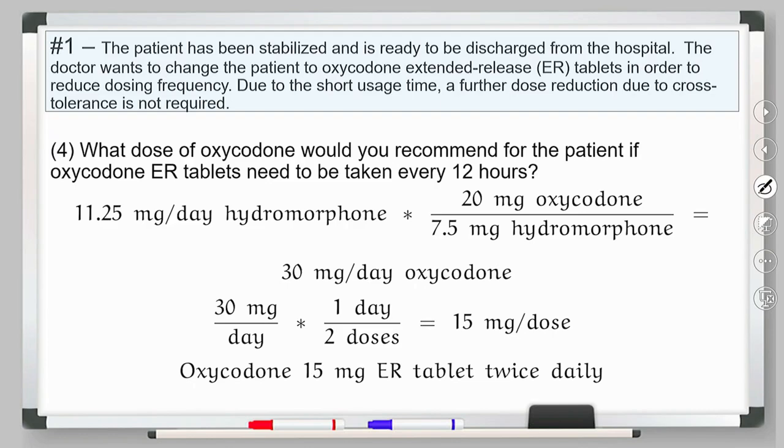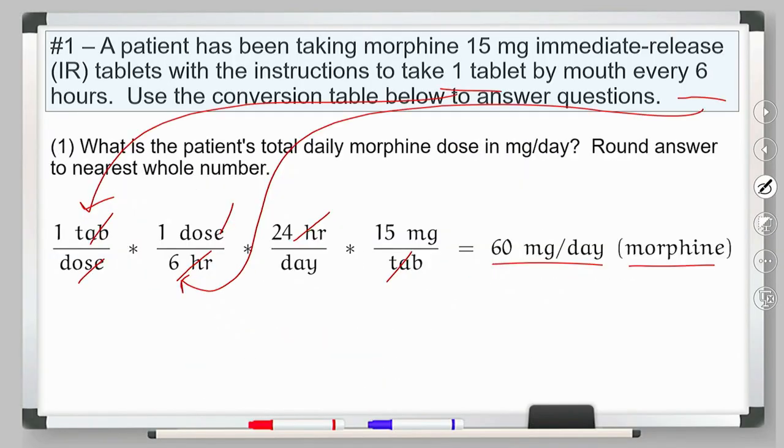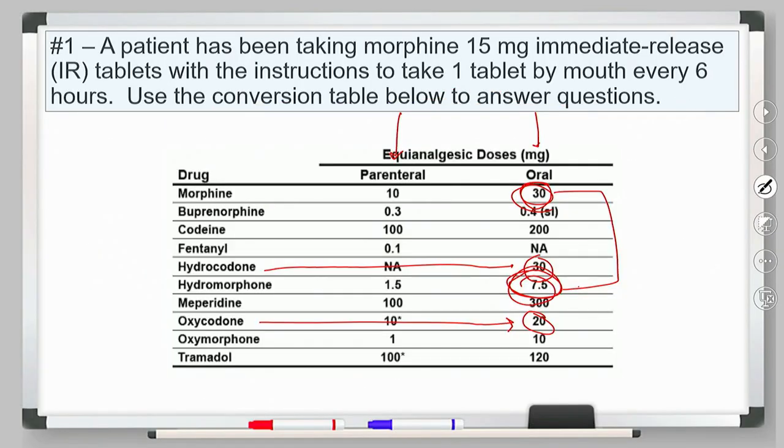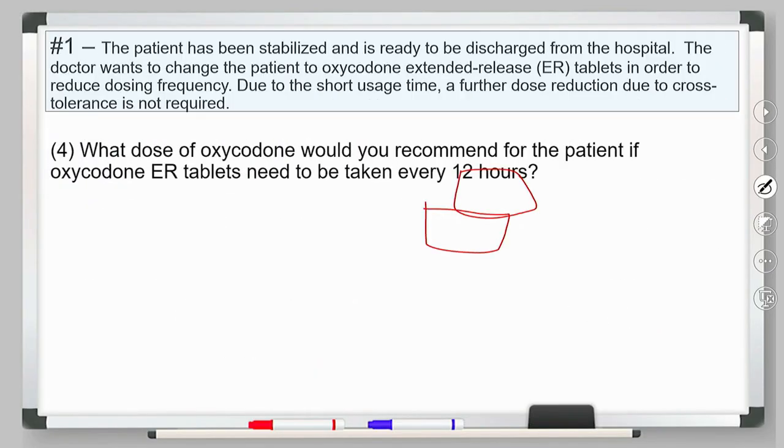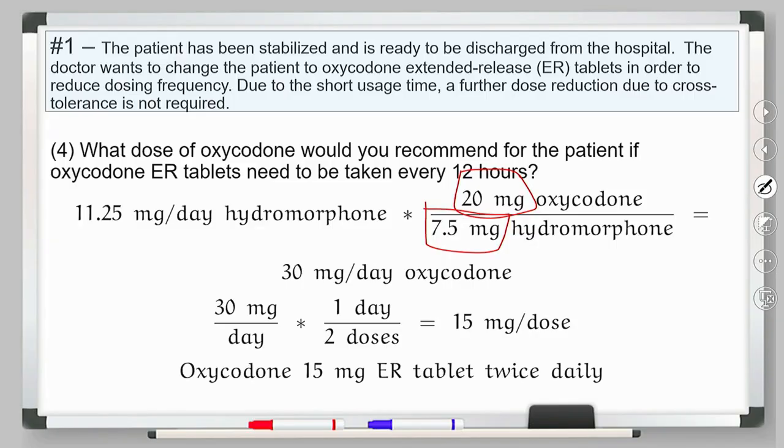Okay, so let's see. Did you get this number here for oxycodone and this number here for hydromorphone? So let me just go back and make sure, where do we get those numbers from? So again, we've already gotten the oral dose for hydromorphone is 7.5. Now we got to go down to oxycodone here, and that's where that 20 is. So now we're comparing the hydromorphone 7.5 milligrams to the oxycodone 20 milligrams. We're saying those are equal, so that's the information we're going to use. So that's where those numbers came from.